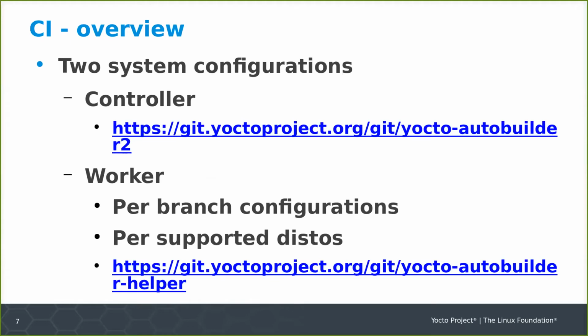We have 2 configurations. One is for the controller, and I have the URL there. The code is publicly available for people to use. It's the Yocto Autobuilder 2, designating the 2nd version. The worker is done on a per branch configuration. Each worker is a distro itself. It supports one of the distros I talked about earlier, and the code that runs on the workers is in the Autobuilder helper repo.